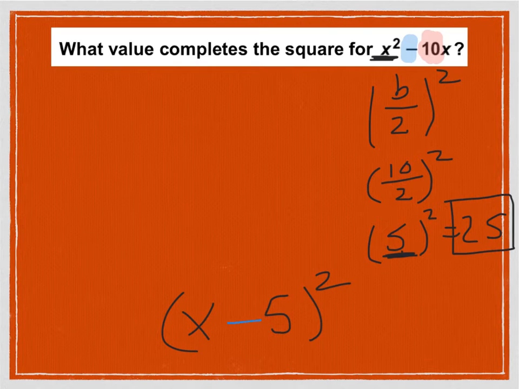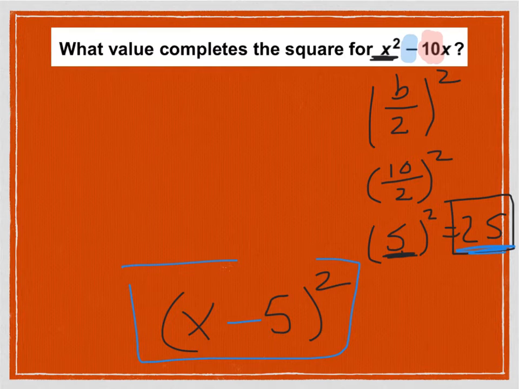Wait, so 25 is not the answer? 25 is our answer, but this is going to be for the second part, which we're going to do on slide 10. I'm just showing you now how we get it. But on the homework, for the first part, the first 6 questions, it would just be 25. You just have to find that number that completes the square.